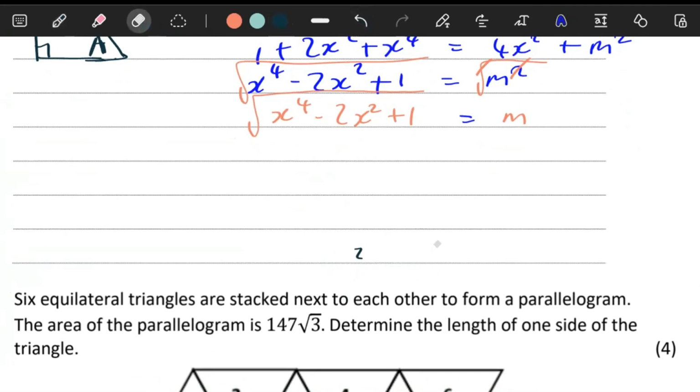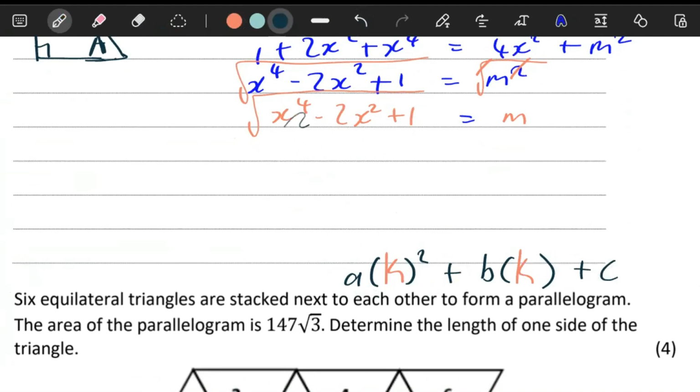Let me just put it this way. Our equation is in this format: a something squared plus b something not squared plus c. You see, this can be any variable, k or x, doesn't matter. Anytime you have a situation like this, you can always factorize. So in our case, we can write this as x squared to the power of 2, and then x squared here, plus 1.